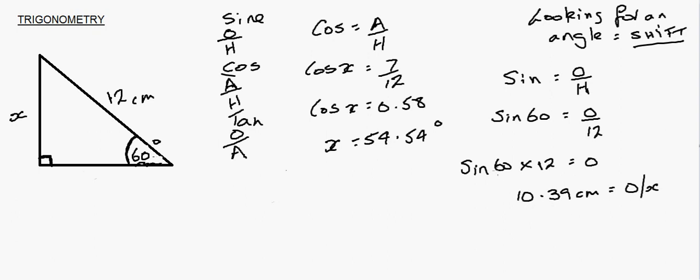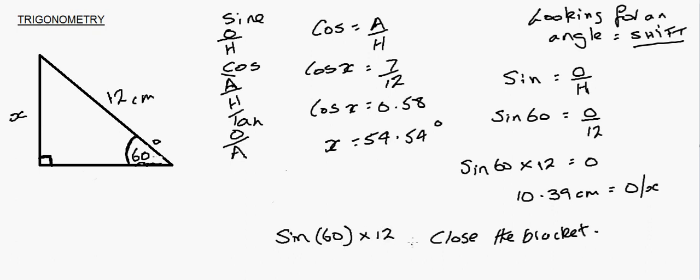Okay, but here when you put this into your calculator, close the bracket. Okay, so when you put this into your calculator, it will come up sine, it will bracket it, and you'll get 60. You need to close that bracket, then multiply by 12, and then hit equals, and that will give you your answer. Okay, I hope that's helped.